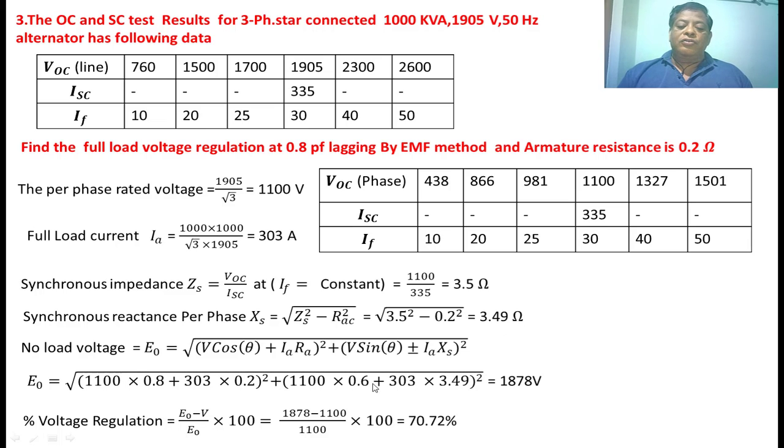Substitute all the values in this expression. This is nothing but the excitation voltage or no load voltage of the alternator at full load with 0.8 power factor lag. So finally you are getting 1878 volts. Now the voltage regulation equals (E naught minus V) by V. Substitute all the values. Here we are getting 70.72%.